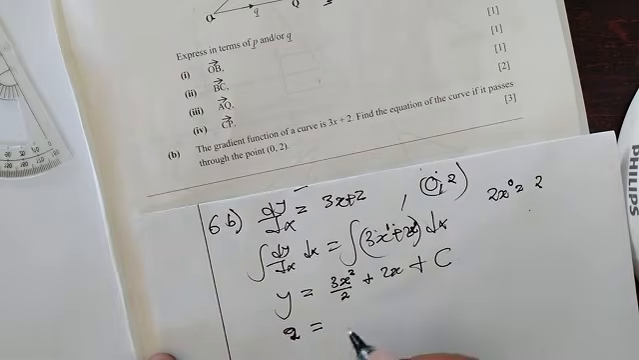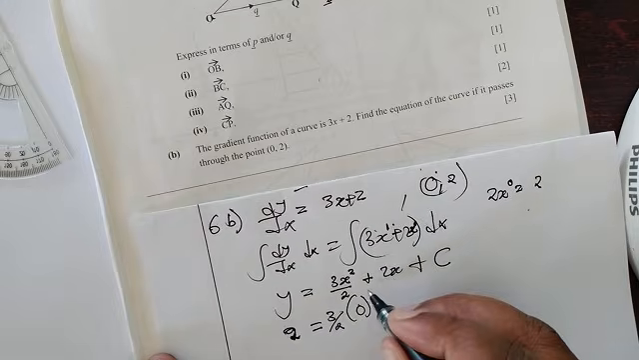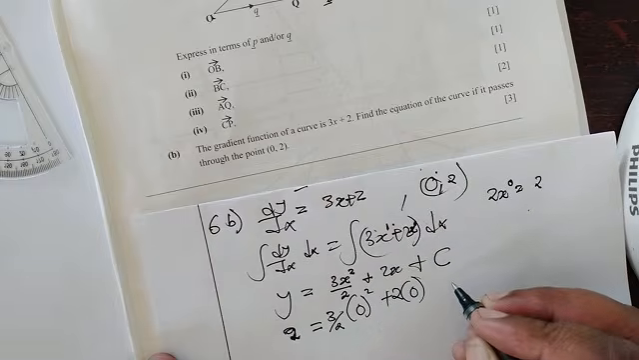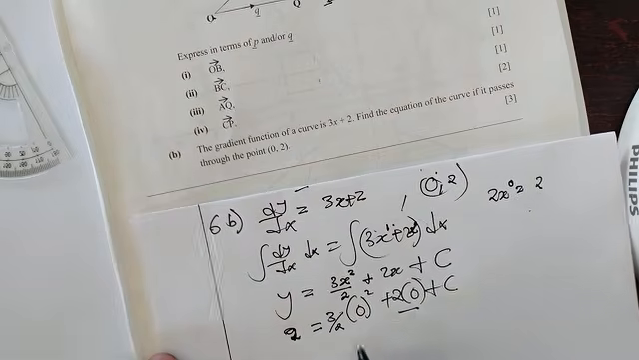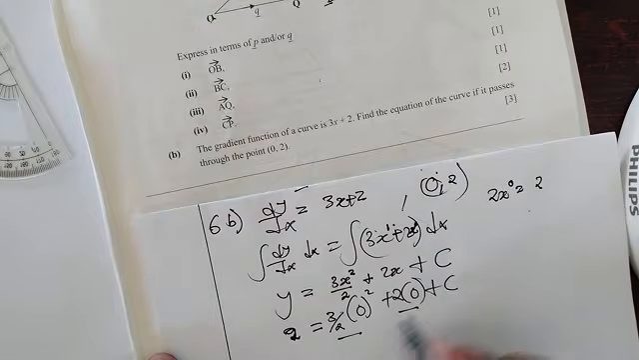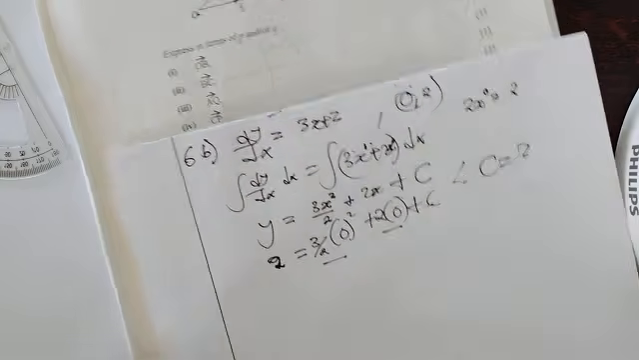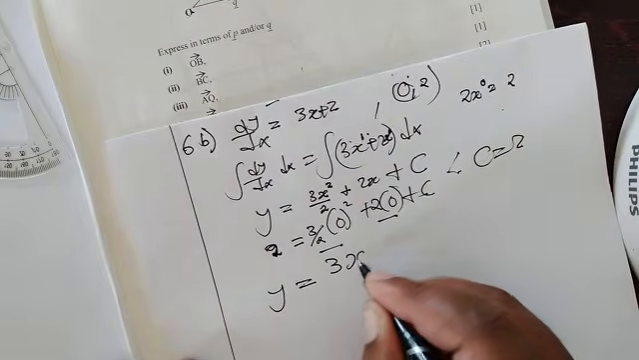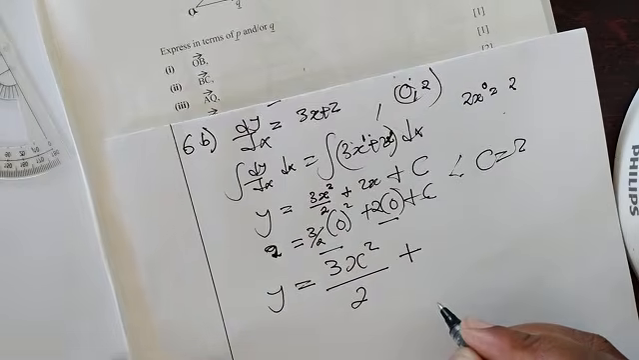Alright? So you say 2 is equal to 3 over 2 x to the power 0 plus 2 times 0 plus c. See, now observe here, this is 0, this is 0, because you are multiplying, then c will be equal to what? 2. So this implies that c is equal to 2. Then our equation will be y is equal to 3x squared over 2 plus 2x plus 2.